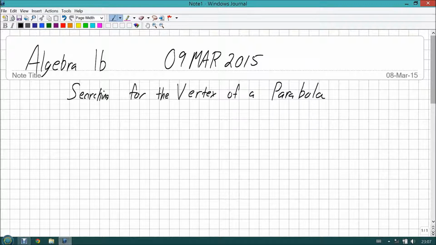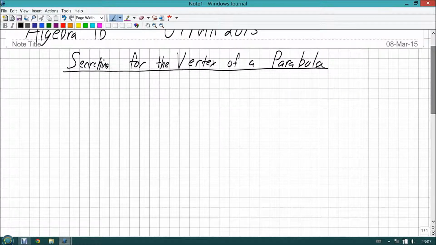So for the folks that are not working with right now, we're going to search for the vertex of a parabola. Now this is a very simple thing that we've learned in Algebra 1 already, but it's also the important piece that we need to know for some of our other things that we're doing to try to graduate.